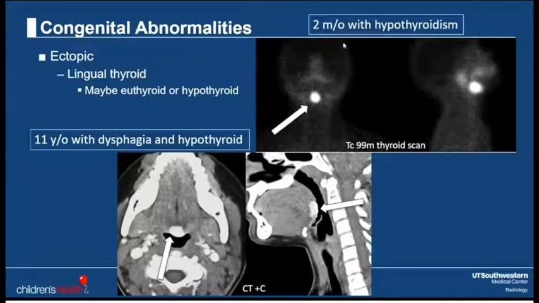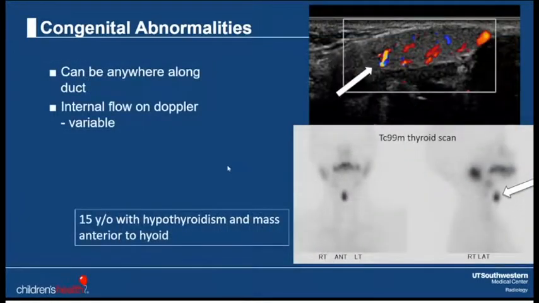This is another child, a 2-month-old with hypothyroidism that underwent a 99m technetium thyroid scan, which shows the only viable thyroid within the posterior aspect of the tongue. Now, they can occur anywhere along the duct, and internal flow can be quite variable on Doppler, depending on its function. Here's a 15-year-old with hypothyroidism and mass anterior to the thyroid.